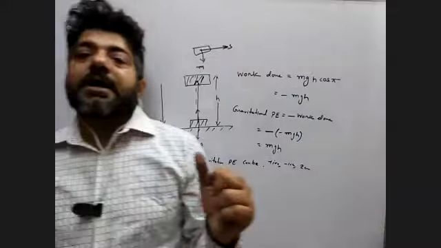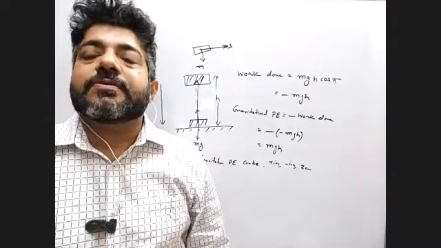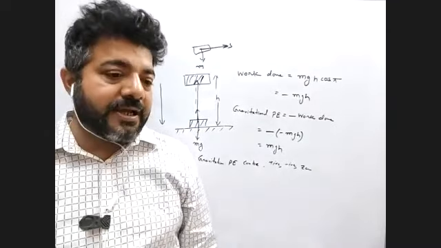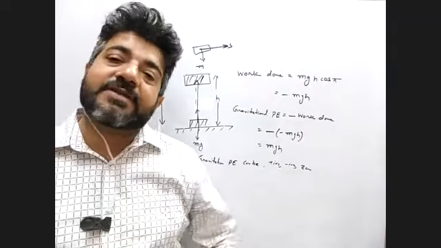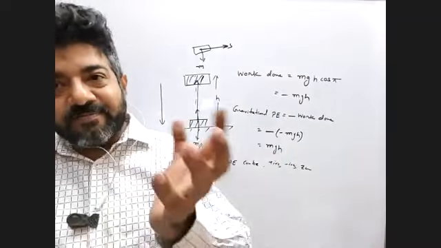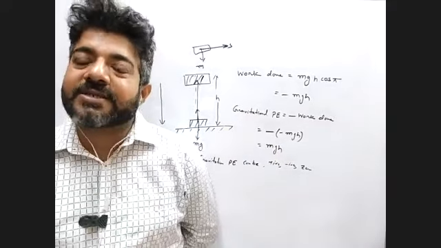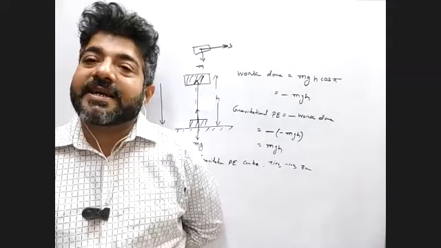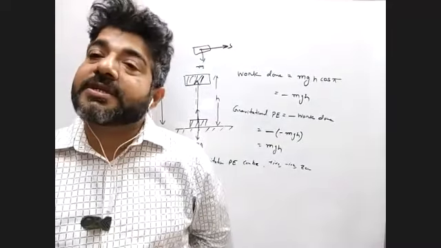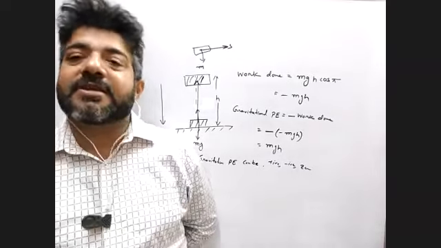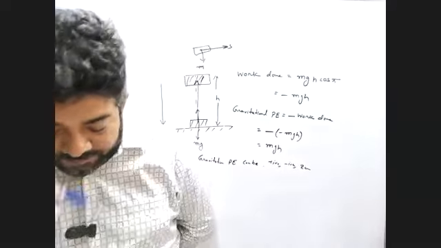But elastic potential energy, like a spring or a string, is never negative, it's always positive. So that is the very basic difference which anyone can frequently ask you, the basic difference between gravitational potential energy and elastic potential energy. Elastic potential energy is never negative, but gravitational potential energy can be negative, can be positive, and can be zero.